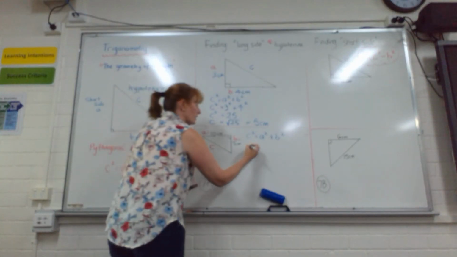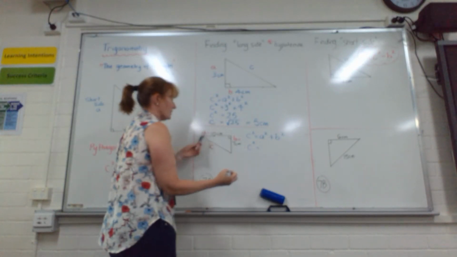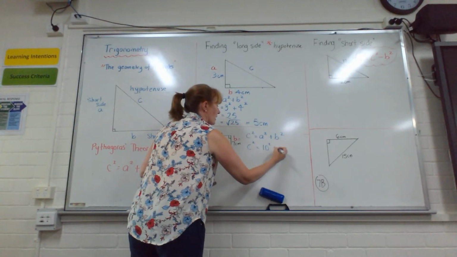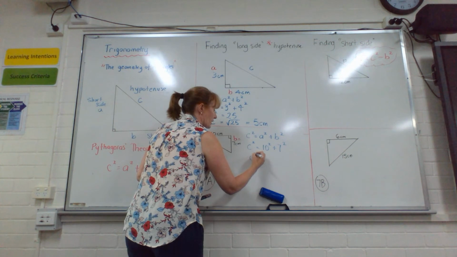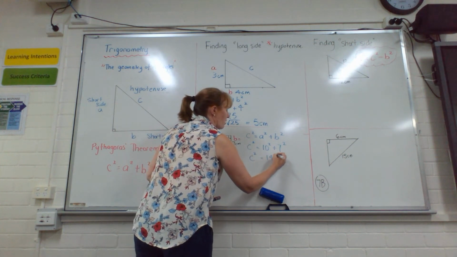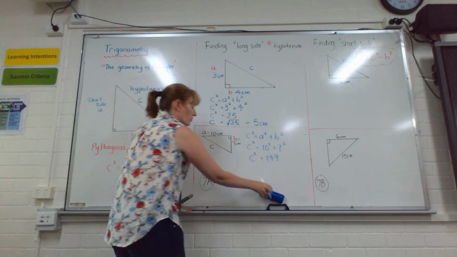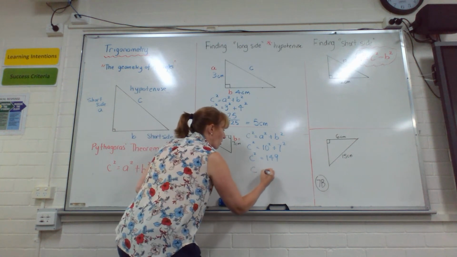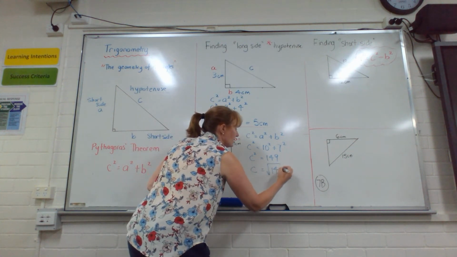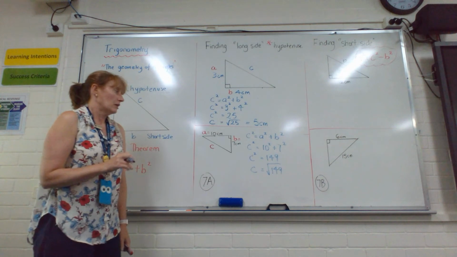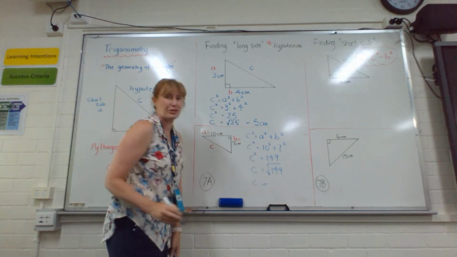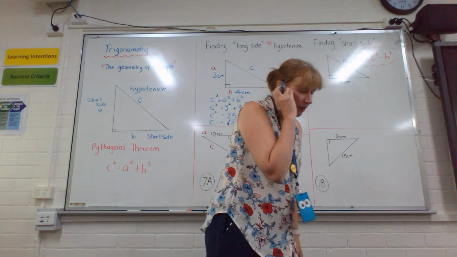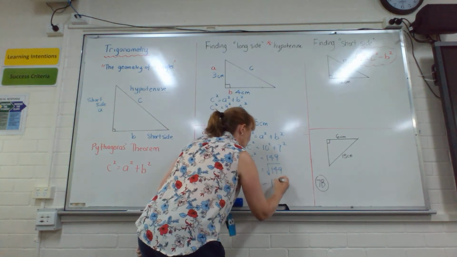We don't know what C is. A is 10, B is 7. We put that into our calculators and we get C squared equals 149. When we do the square root of 149, we do not get a nice answer. We get a long decimal, and let's round off to 2 decimal places. And my calculator is telling me that that's 12.21.